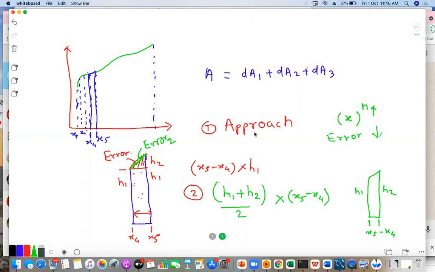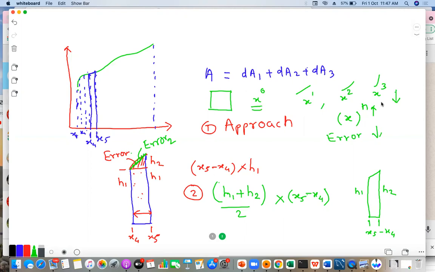Okay. For a rectangle, it is simply x to the power 0 because it is constant. For a straight line, it is x to the power 1. For quadratic, it is x to the power 2. For cubic, it is x to the power 3. As we go higher and higher in order, the error reduces. Okay, that is the first thing.